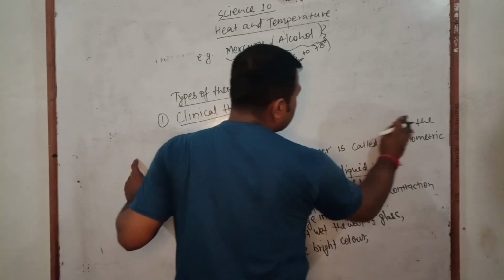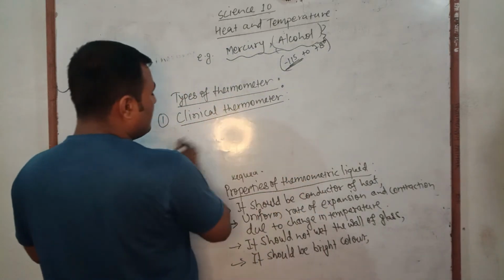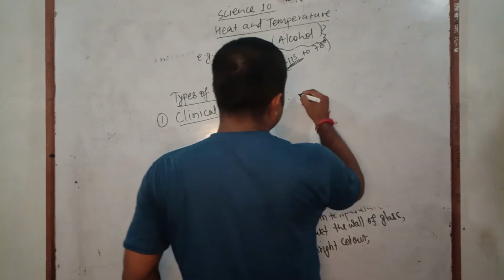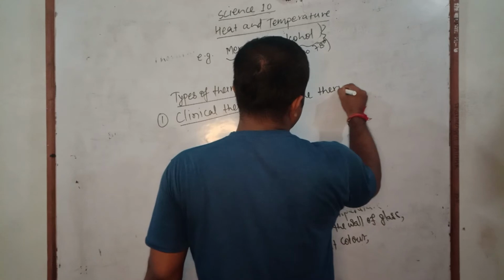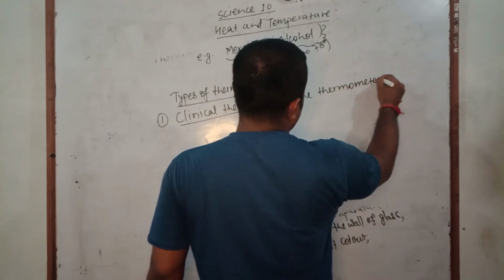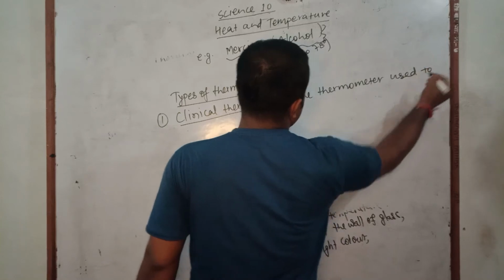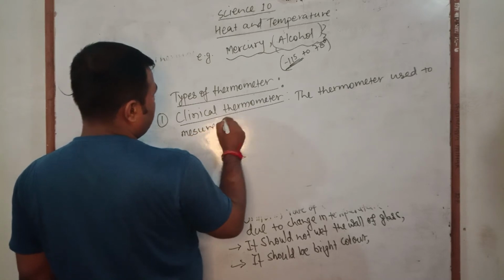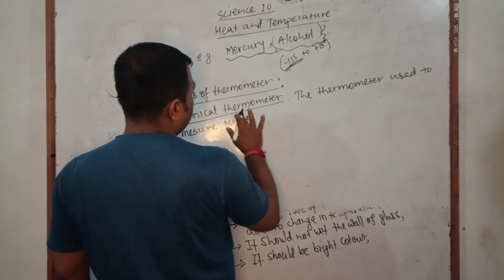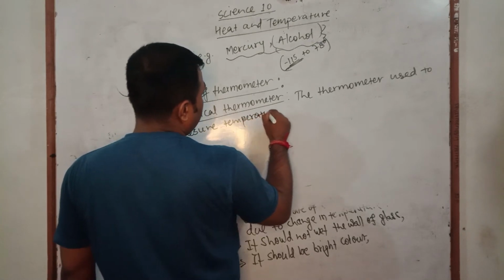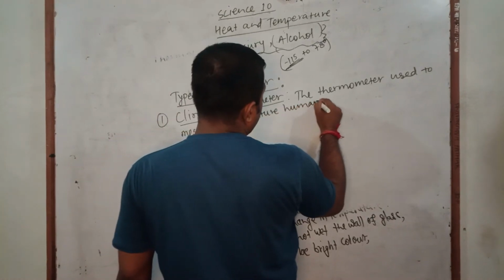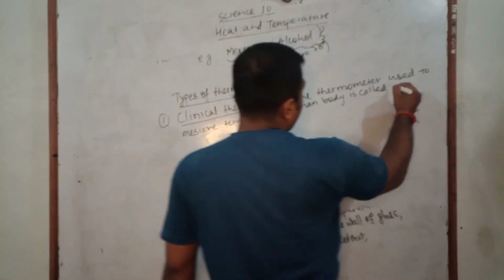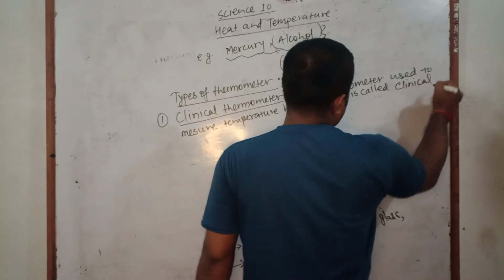Clinical thermometer is used to measure the temperature of warm blooded animals like the human body and other mammals. And here we write: the thermometer used to measure temperature of the human body is called clinical thermometer.